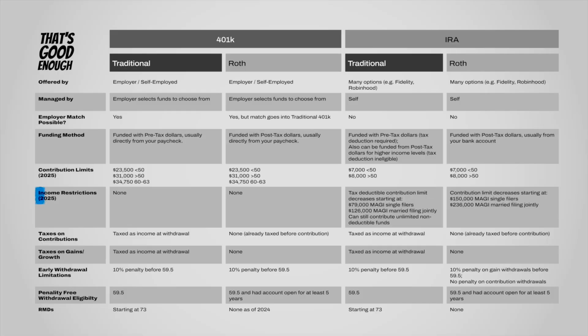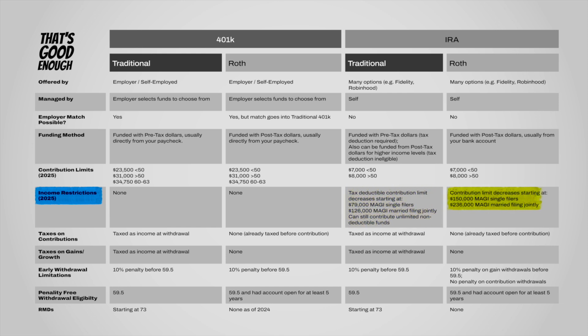And fifth, the last key difference between 401ks and IRAs is that IRAs have income limits for certain benefits that start phasing out at specific income levels. In 2025, a traditional IRA starts phasing out the tax deduction for single filers at $79,000 modified adjusted gross income, or MAGI, and for married filing jointly at $126,000 MAGI. This doesn't affect non-deductible contributions, which remain unlimited.